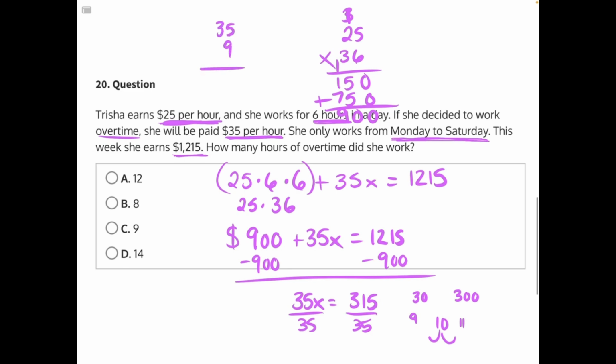35 times 9 to start. 9 times 5 is 45, carry the 4. 9 times 3 is 27, plus 4 is 31. So if 9 times 35 is 315, then that means 315 divided by 35 will give us 9, making C our correct answer.